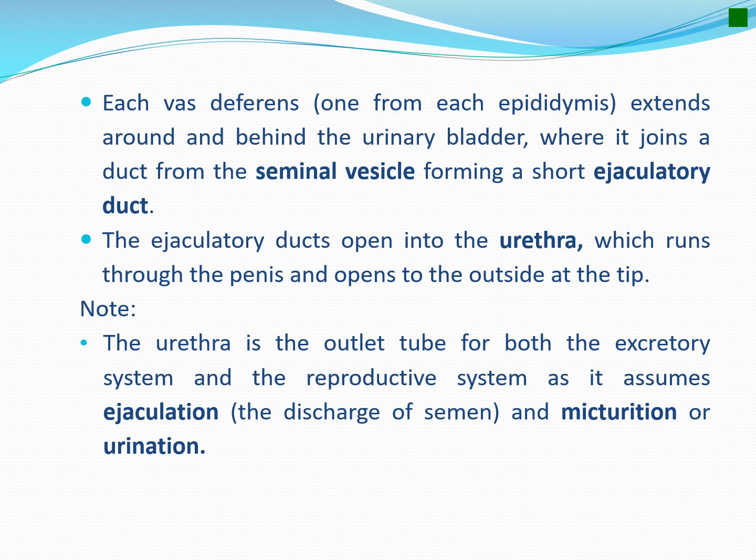Each vas deferens, one from each epididymis, extends around and behind the urinary bladder, where it joins a duct from the seminal vesicle, forming a short ejaculatory duct. The ejaculatory ducts open into the urethra, which runs through the penis and opens to the outside at the tip. Note that the urethra is the outlet tube for both the excretory system and the reproductive system, as it assumes ejaculation, the discharge of semen, and micturition or urination.